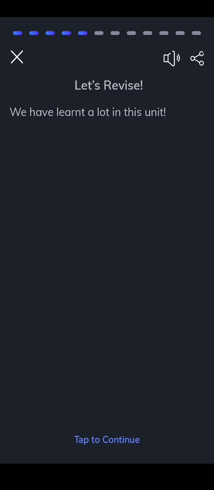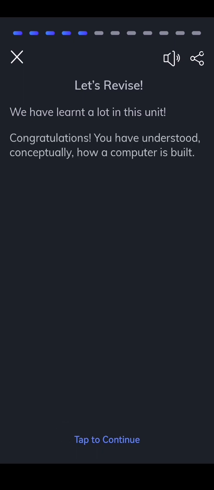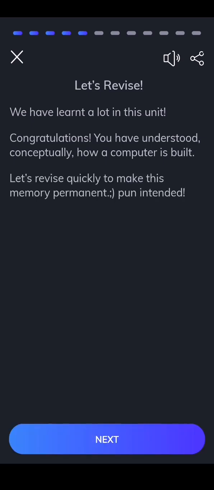We have learnt a lot in this unit. Congratulations! You have understood, conceptually, how a computer is built. Let's revise quickly to make this memory permanent, pun intended.